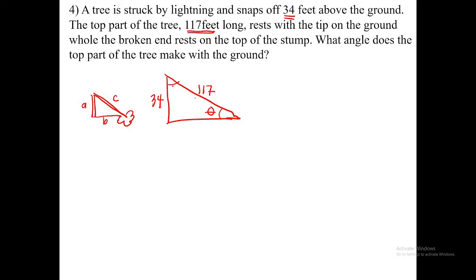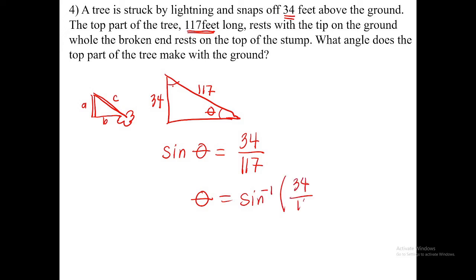Okay, what function are you going to use here? Sine. So sine theta is equal to 34 opposite over the hypotenuse 117. So theta is equal to sine negative 1 of 34 divided by 117. Kindly calculate this using second shift, or second function I mean. How much is this? 16.9.